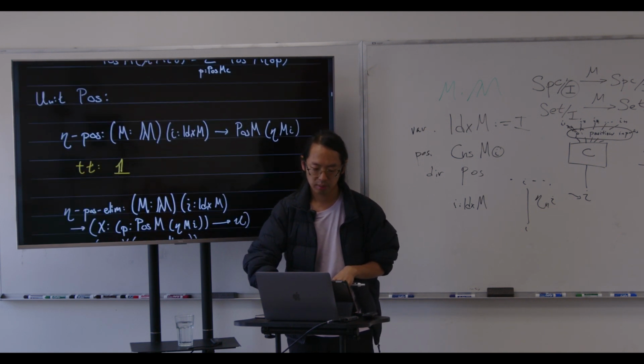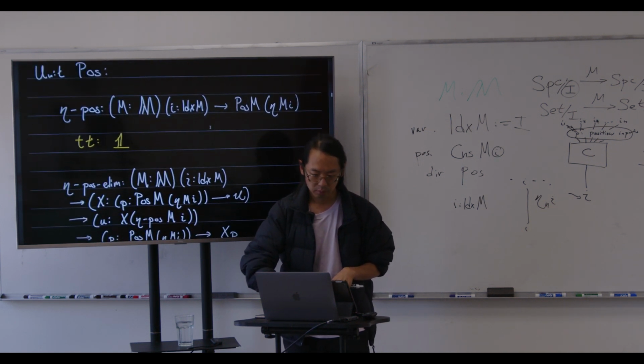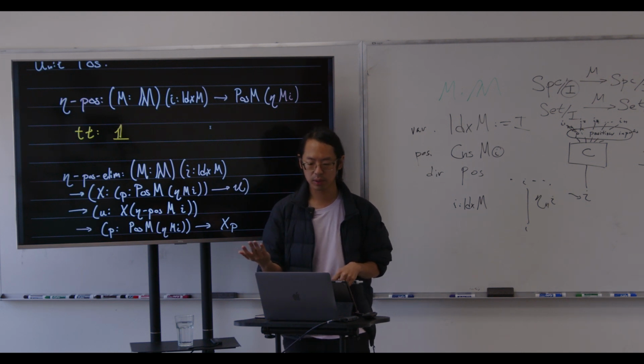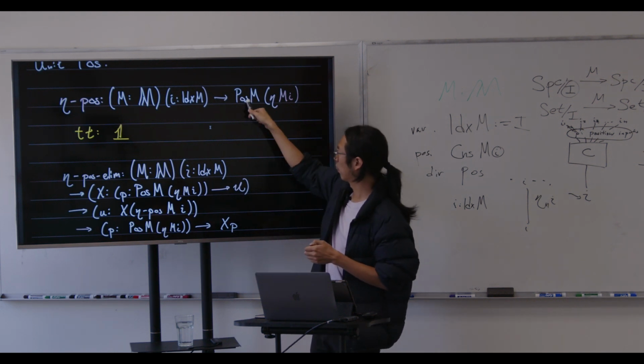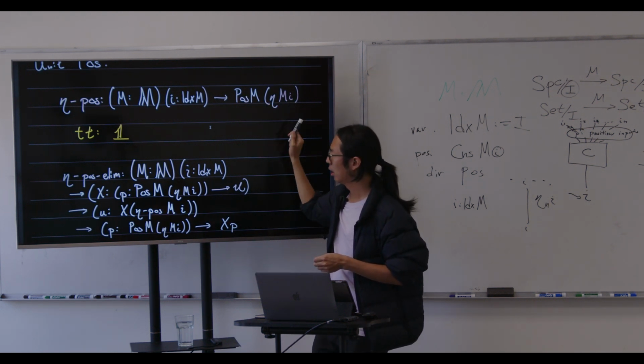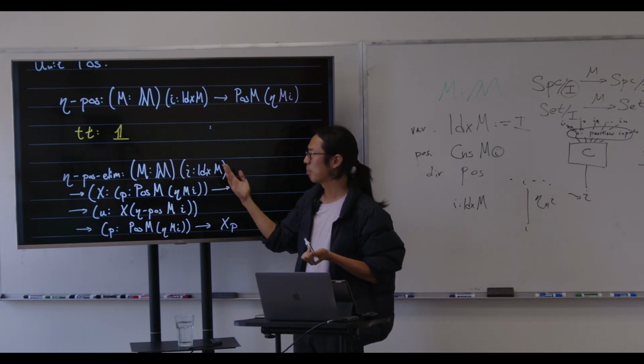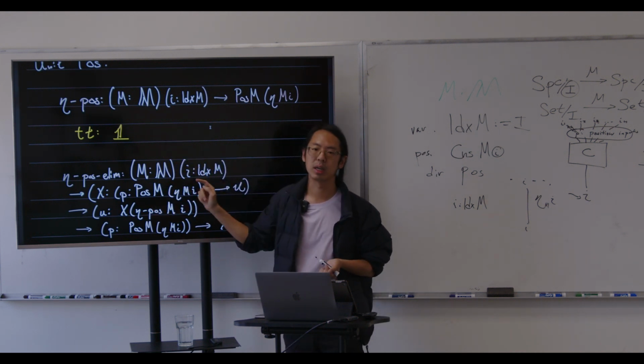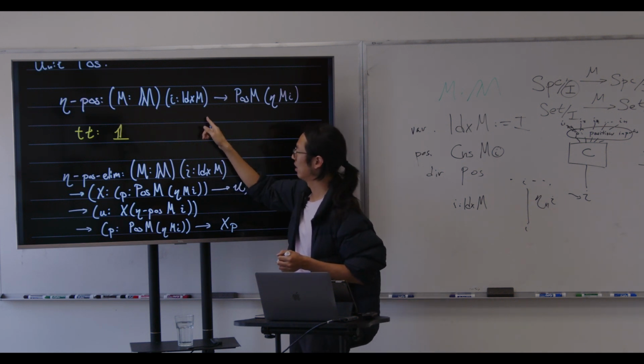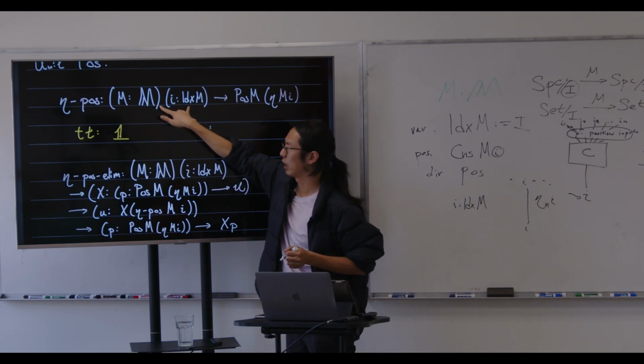We basically give two rules: introduction for the positions of the unit and eliminations for the positions of the unit. And those rules will exactly match the rules for the unit type. So this one says that this data is always given if you're given a unit.